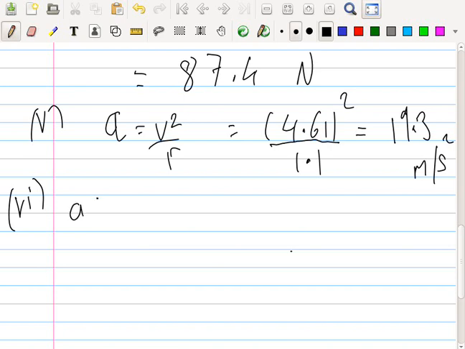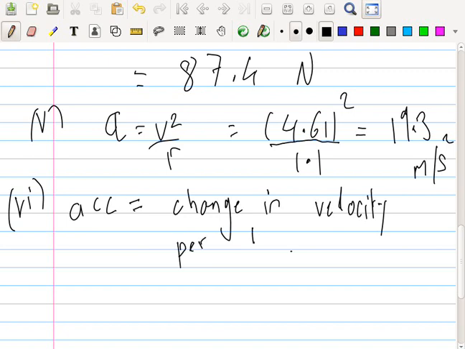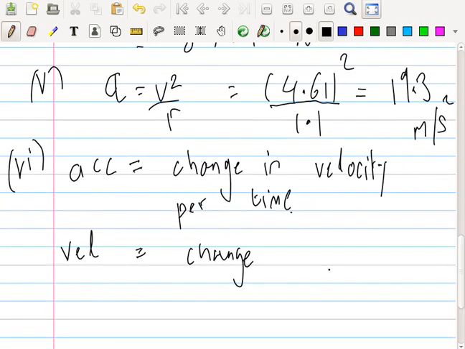Well, acceleration equals, what's the definition of acceleration? Change in velocity, or change in velocity over change in time. So I'll just write change in velocity per time. But what's velocity? It's change in speed or direction. Well, velocity is speed and direction. I'll write that down. Speed with direction.